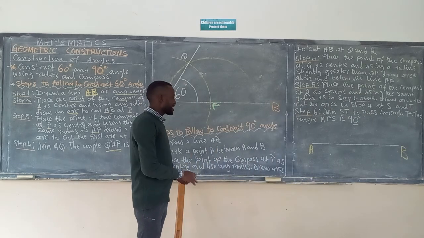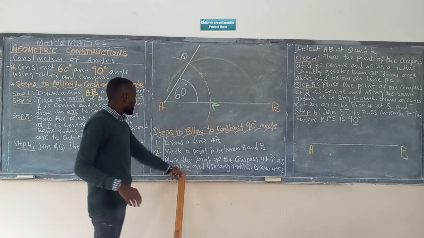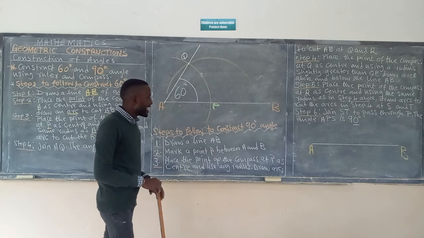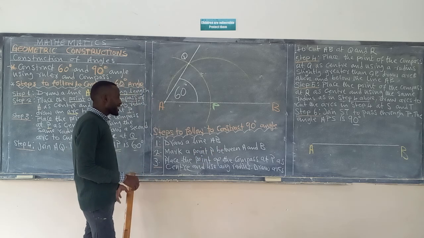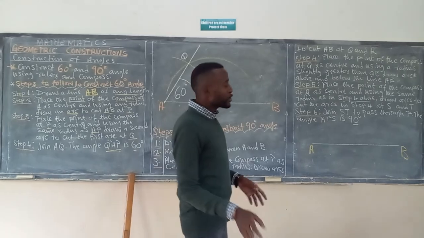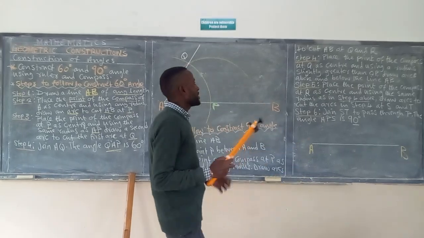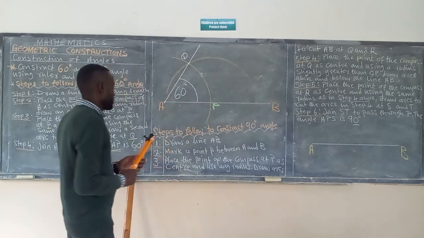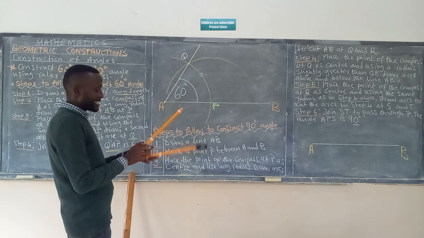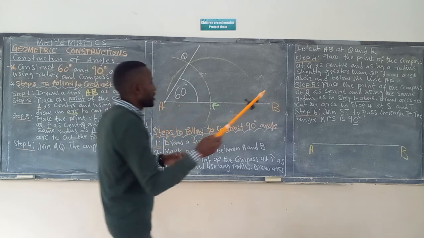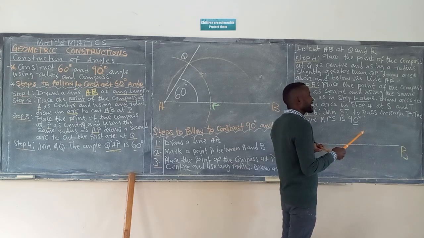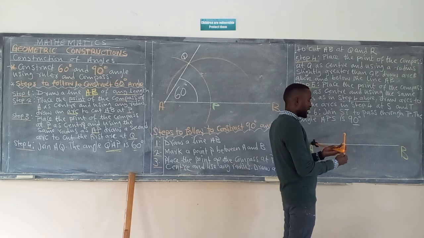Now what is the next step? They are asking us to mark a point P between A and B. So how do you mark a point? Of course, we need to have a compass. So we are going to open the compass at any radius of our choice. Put it at A there, and open the radius at any of your choice.